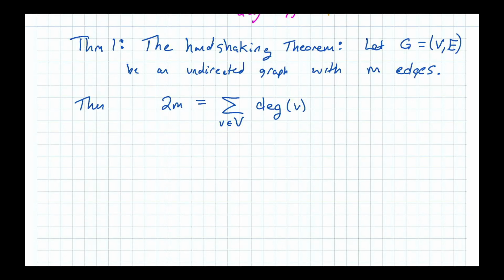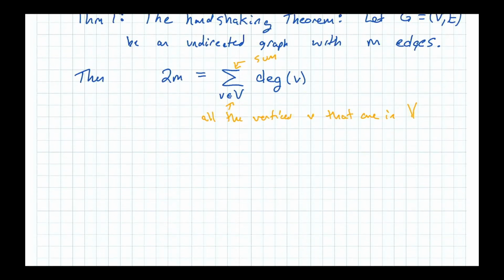So that's a little bit of unusual language here. You guys have mostly taken Calculus 2, so you should be familiar with this, right? This is a sum, and this means all the vertices, little v, that are in the big V, which is the vertex set. Okay, so what does this mean? It just means if you add up all the degrees, you get double the number of edges.